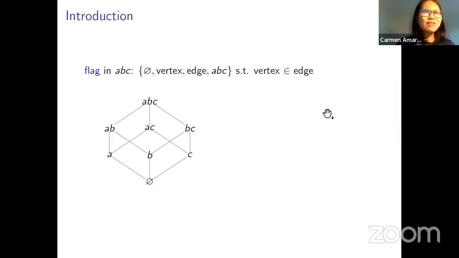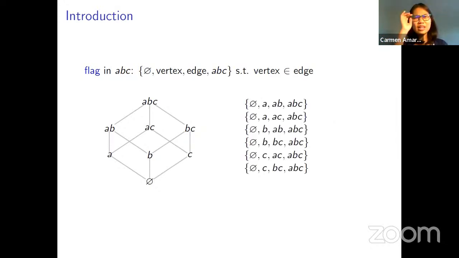Now, what are the flags in this triangle? There will be 6 flags in this triangle. Yung unang flag ay yung null set, yung vertex A, yung edge AB, and yung triangle ABC. And then you can check that you have 5 other flags. So a flag in a triangle is a maximal chain of adjacent objects from the bottom object, yung null set, to the topmost going up, okay?